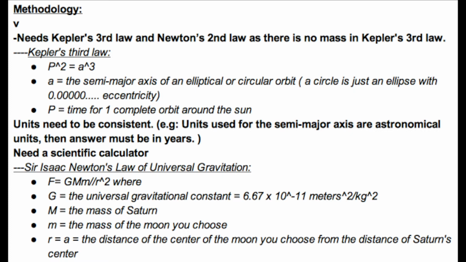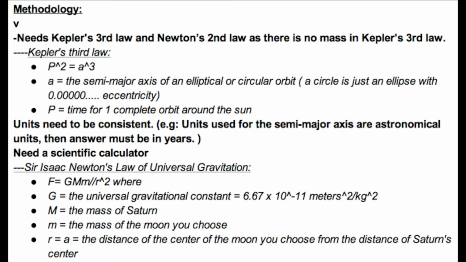Sir Isaac Newton's law of universal gravitation is F equals G M m divided by R squared, where G is the universal gravitational constant, M is the mass of Jupiter, and the small m is the mass of the moon we chose. R is the distance from the center of the moon to the center of Jupiter, so that we can figure out the mass using its orbital movements.